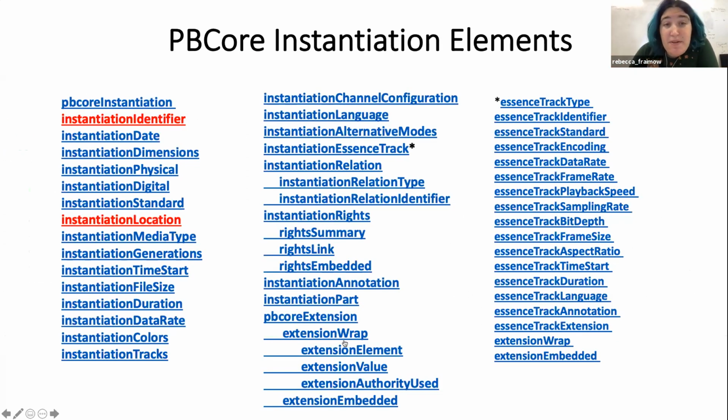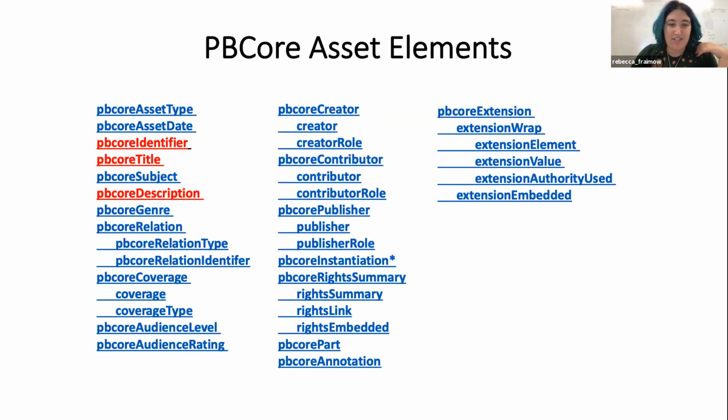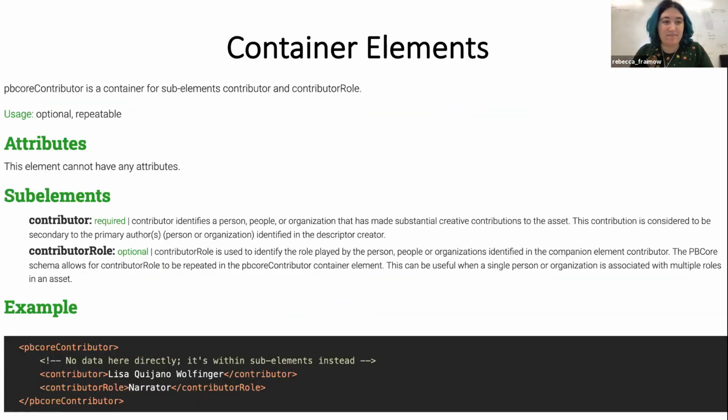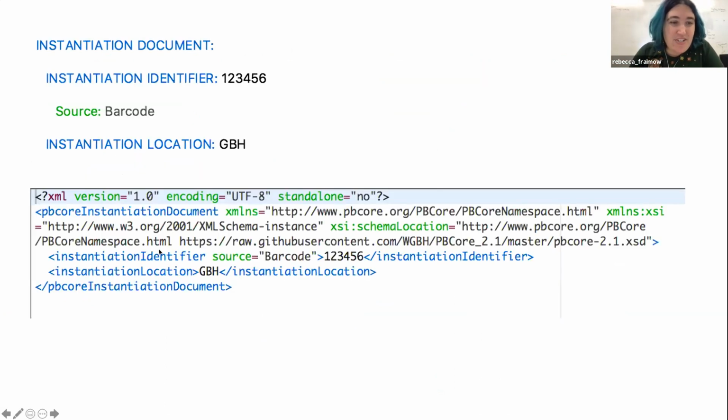All right, so these are the PBCore instantiation elements. These are all contained within the actual asset level element, PBCore instantiation. So if you're looking at an XML record, you'd see the element would be PBCore instantiation. And then within that PBCore instantiation, you'd have the elements that actually describe that instantiation.